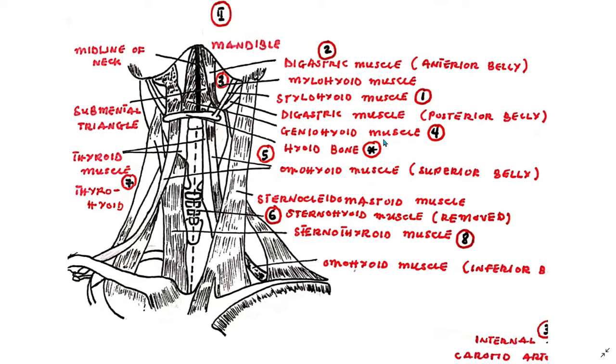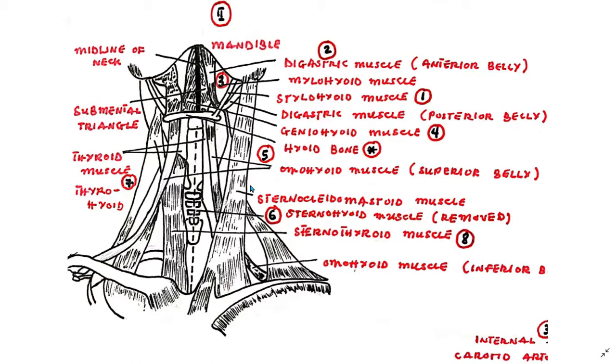The muscles in this part of the neck are divided as to where they lie in relation to the hyoid bone. There are 4 suprahyoid muscles, and they are located superiorly to the hyoid bone. Likewise, there are 4 infrahyoid muscles which are located inferior to the hyoid bone.